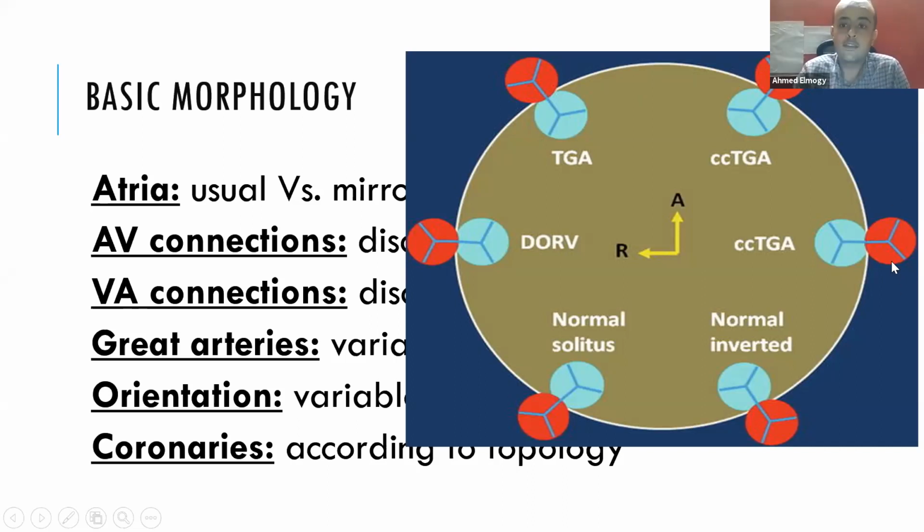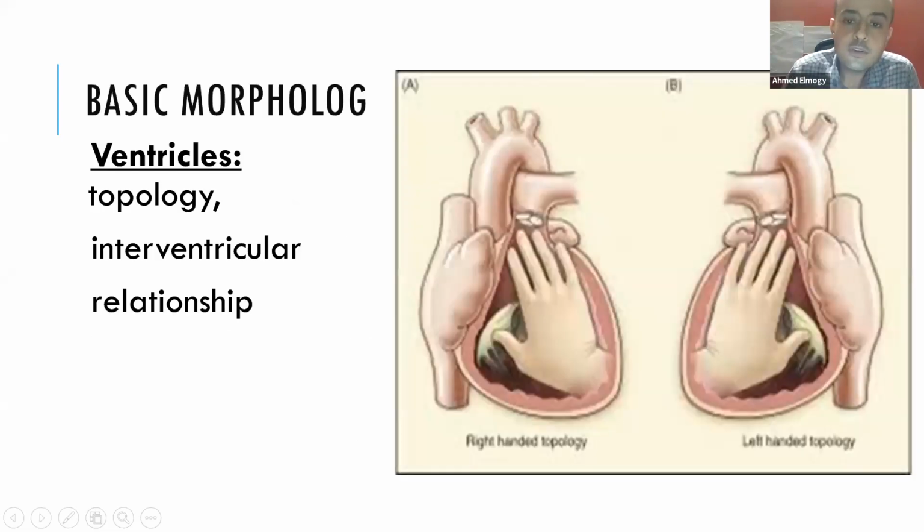Sometimes they come side by side. As for ventricular topology, the normal ventricular topology is right-handed. This means when you put the palmar surface on the septum of the right ventricle, the thumb goes in the inlet and the fingers go in the outlet. Normally ventricles are of right-hand topology because the right ventricle is on the right side. However, in CCTGA, it's of left-hand topology, since the right ventricle comes on the left side, unless, again, in mirror image atria, where all is reversed back to normal.